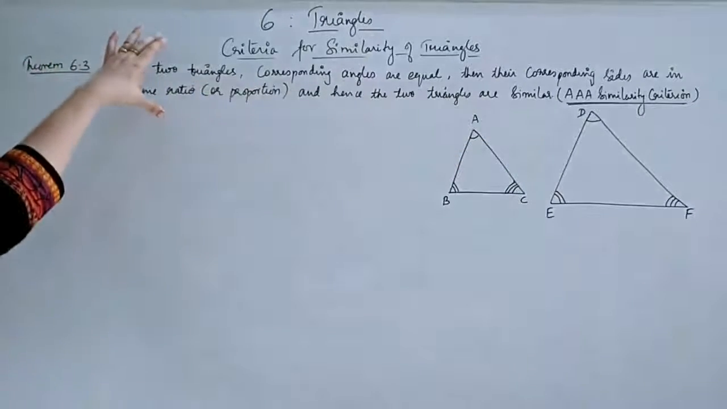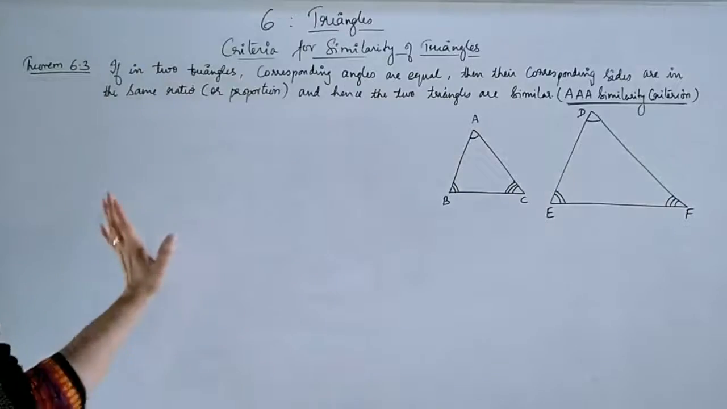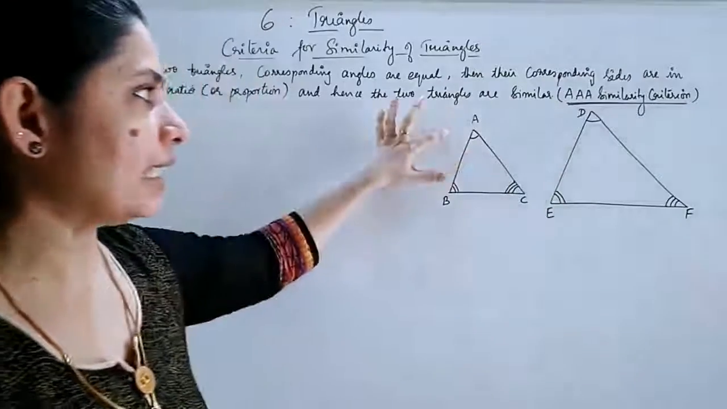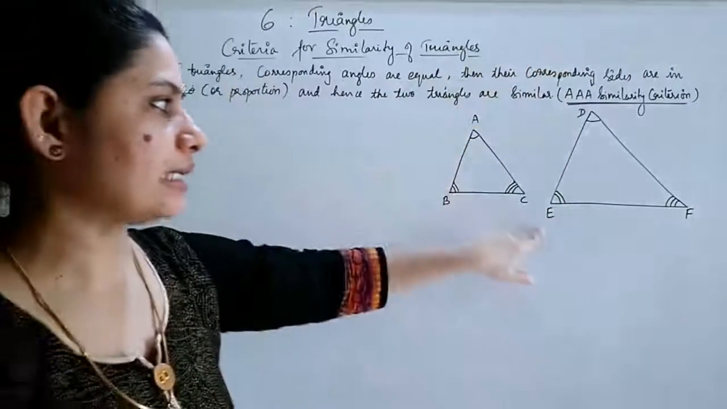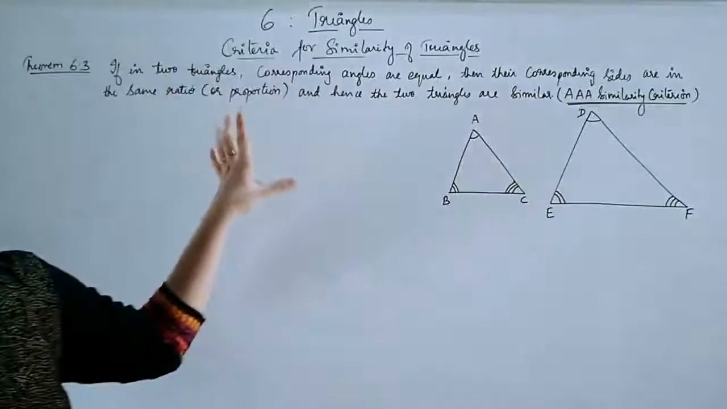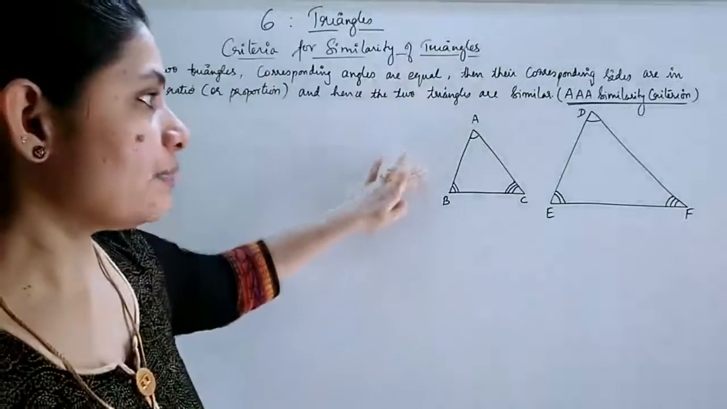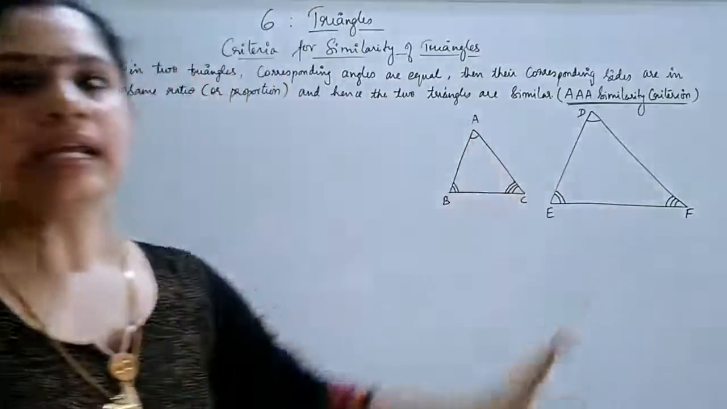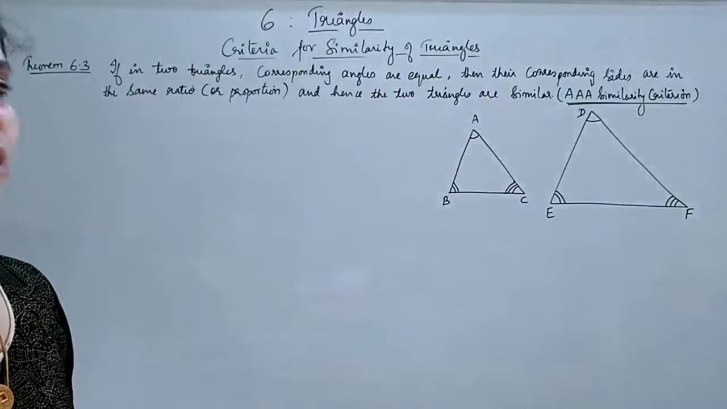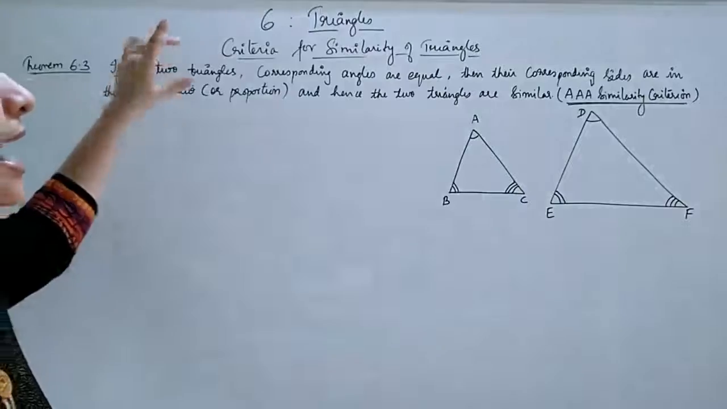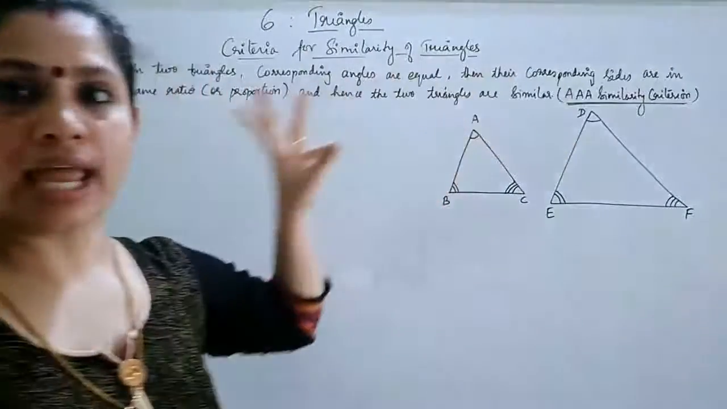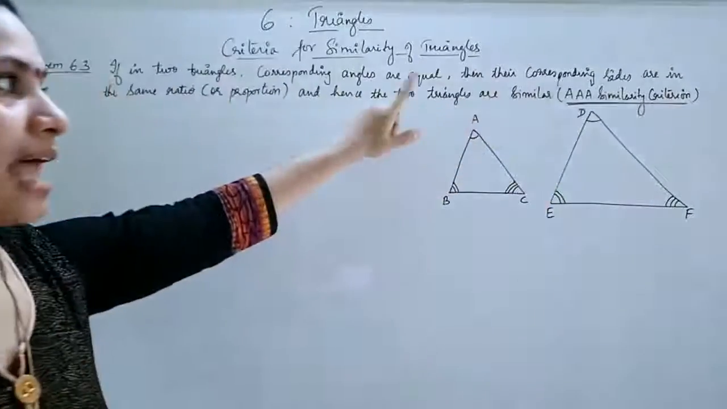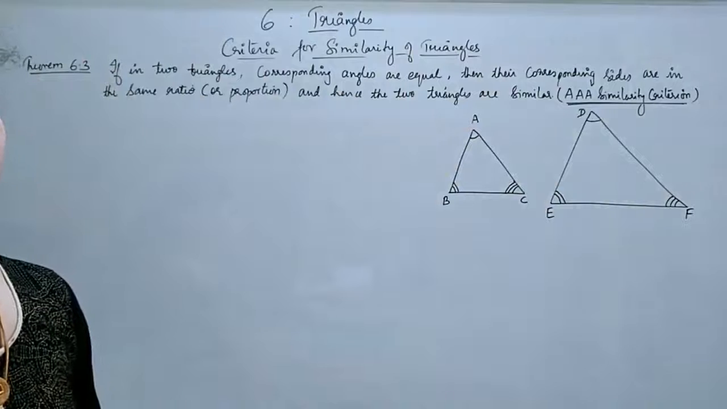The concept given in this theorem is that three corresponding angles are equal. That means if we consider two triangles ABC and DEF, angle A will be equal to angle D, angle B equal to angle E, and angle C equal to angle F is given in your question. What you need to show is AB by DE is equal to BC by EF is equal to AC by DF. That's what you need to show in order to show the similarity. Since the given fact is three angles, this is also known as AAA similarity criterion, that is, angle, angle, angle similarity criterion.